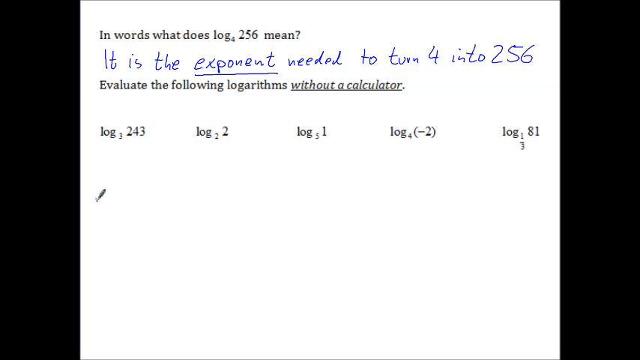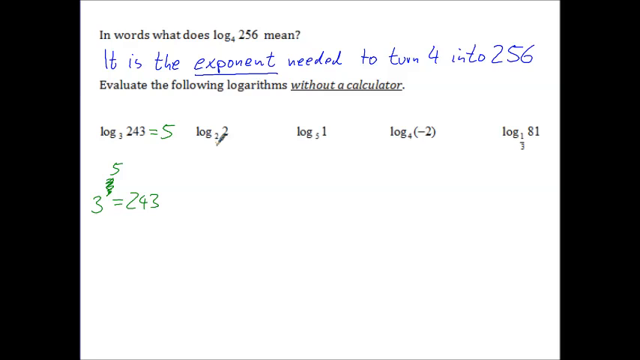What is the exponent needed to turn 3 into 243? And if we just go through the motions, 3 times 3 is 9, times 3 is 27, times 3 is 81, times 3 is 243. We can say 3 to the power of 5 is equal to 243. So that is the log with base 3 of 243.